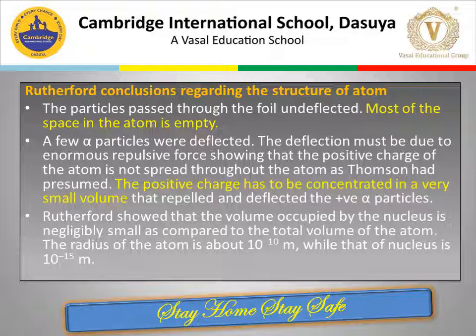Rutherford, by his calculation, showed that the volume occupied by the nucleus is negligible as compared to the total volume of the atom. He calculated the radius of the atom to be around 10^-10 meter, whereas the nucleus had a radius of around 10^-15 meter. So the nucleus was very small as compared to the total size of the atom.